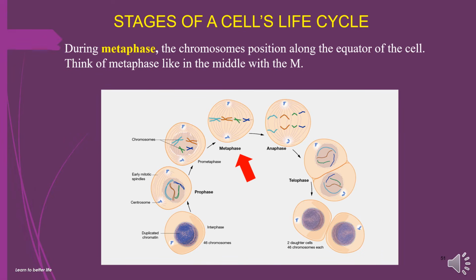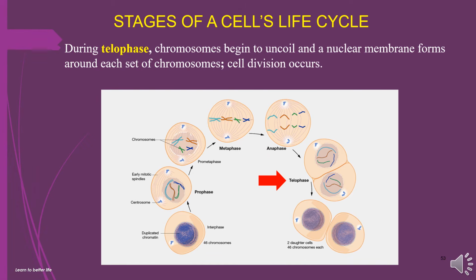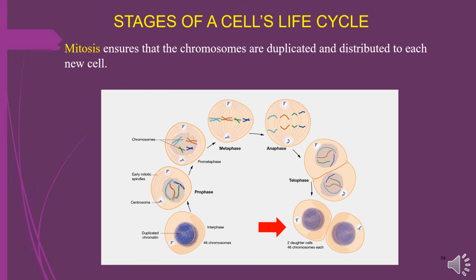During metaphase, the chromosomes position along the equator of the cell. Think of metaphase like in the middle with the letter M. During anaphase, sister chromatids separate, and the 2 sets of chromosomes move toward opposite ends of the cell. During telophase, chromosomes begin to uncoil and a nuclear membrane forms around each set of chromosomes. Cell division occurs. Mitosis ensures that the chromosomes are duplicated and distributed to each new cell.